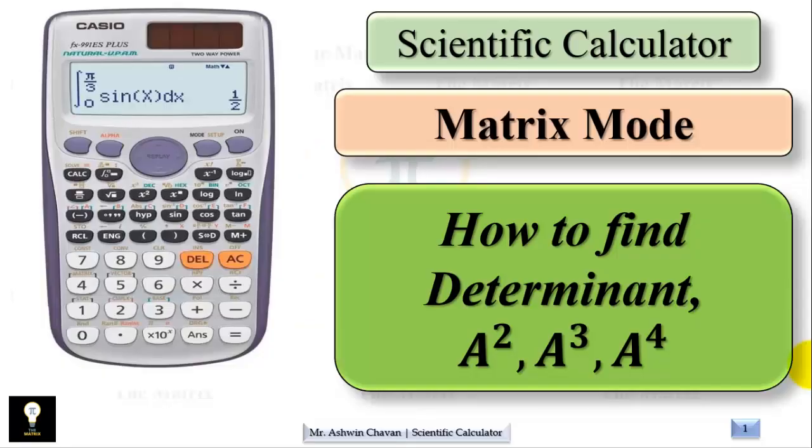Hello everyone. Today we are going to see how to use a scientific calculator for matrix operations. We know for mathematics and any other subjects, we need matrices, their multiplication, their higher powers, finding determinant, transpose and many more operations. So today we are going to cover how to find the determinant of a given matrix and the higher powers of A. Also, we are going to see how to take the product of two different matrices using a scientific calculator. Here we are using the FX series 991 ES Plus.